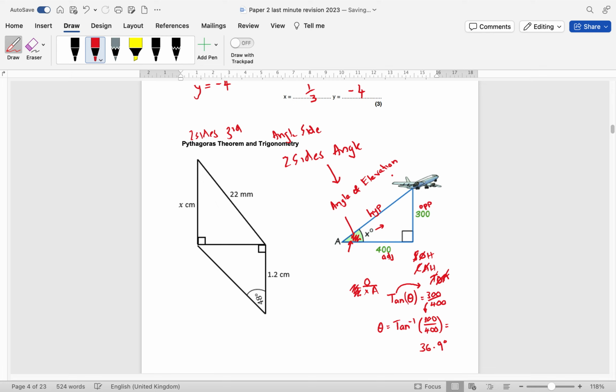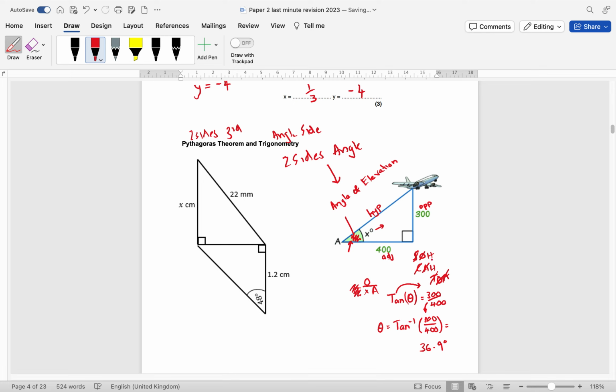Sometimes called, and don't be put off by this word, the angle of elevation. It might say find the angle of elevation. All the angle of elevation is the angle from the floor looking up at something. So the floor is where A is, and if I look up at the aeroplane here, that x can be called the angle of elevation. So labelling wise, I've labelled the hypotenuse. The opposite is opposite that angle, and the adjacent is the third side.